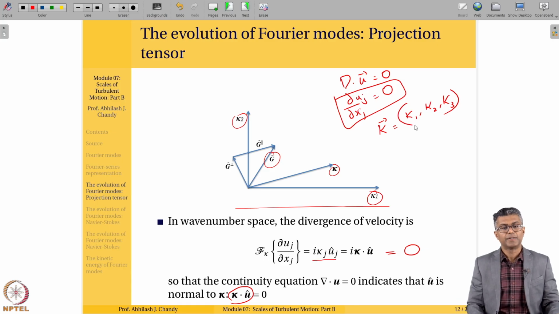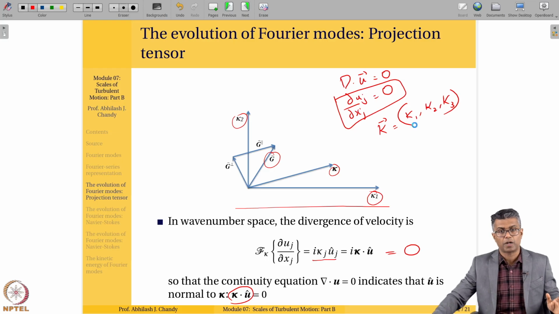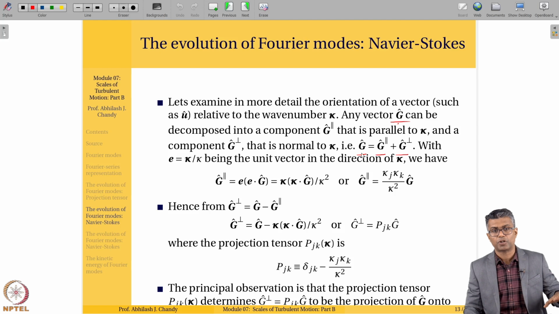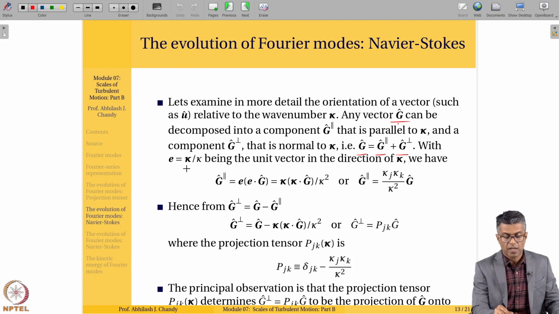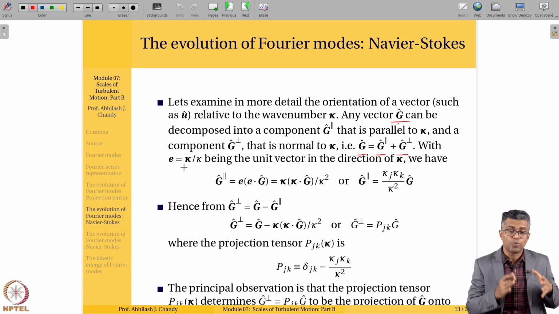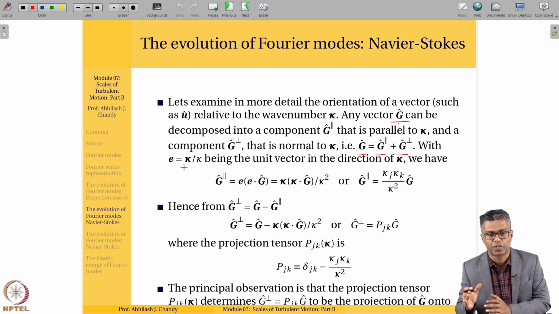So essentially, kappa vector is kappa 1, kappa 2, and kappa 3. And you have a g hat, which is an arbitrary vector, and a g parallel that is parallel to the wave number vector, and g perpendicular that is perpendicular to the wave number vector. Which means in vector space you can write g hat as g parallel plus g perpendicular. Now if you define your direction cosine E as kappa over kappa magnitude, kappa over the modulus of kappa, basically that is the unit vector in the direction of kappa, isn't it?